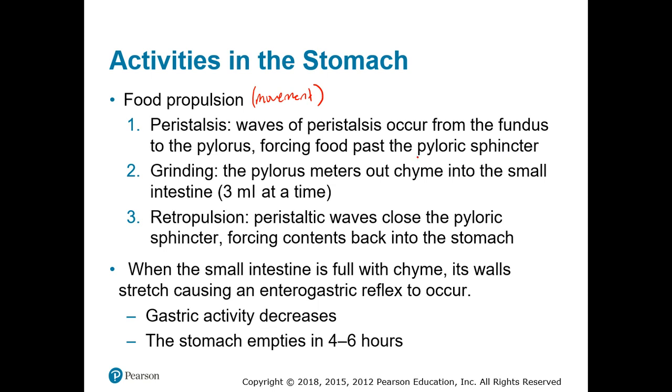Now, it can only force so much through your pyloric sphincter, and then you hit the second stage, which is grinding. Your pylorus only lets a small amount of chyme, otherwise known as food, into the small intestine. In fact, it only allows 3 milliliters at a time. That is a very, very small amount. The rest of it that was pushed towards that sphincter actually is forced back into the stomach, kind of causing a wave-like motion or churning.